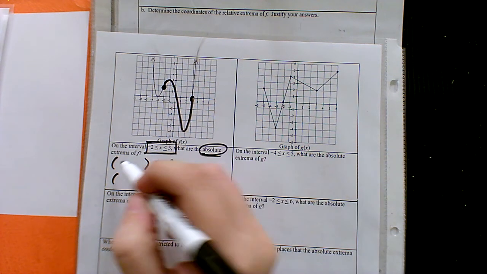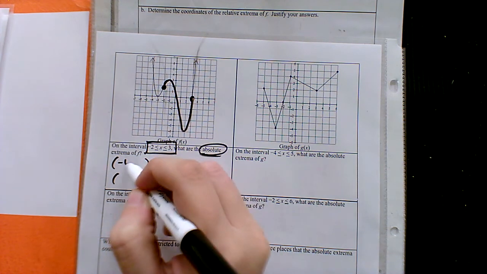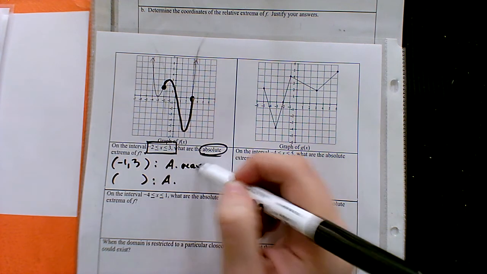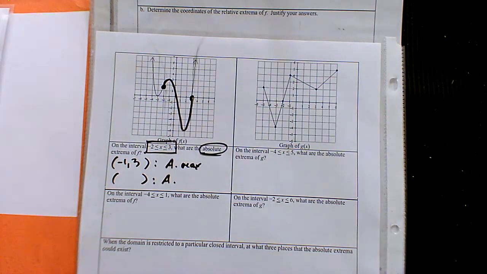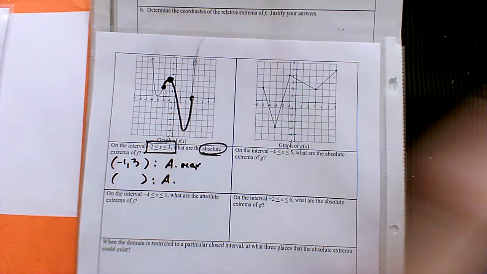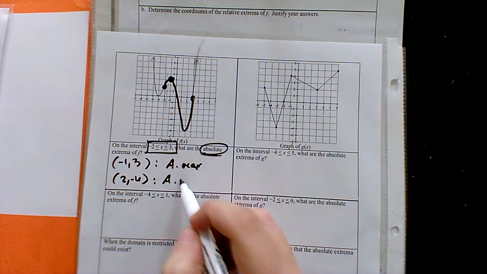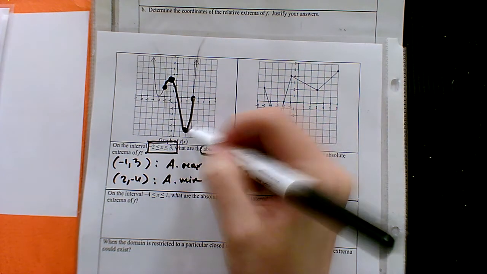Good, Anish. Is -1, 3 the absolute max? Yep. Okay, so on this little interval, we don't really care about the rest of the graph, but on this little interval, that's the highest spot. Looks good. What about the lowest spot? 2, -6. Absolute min. Good.